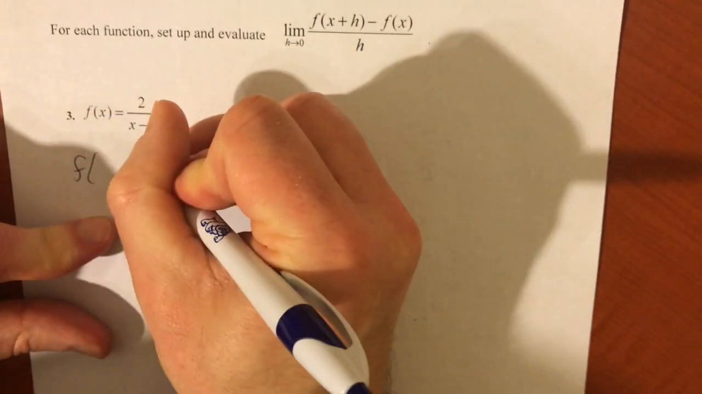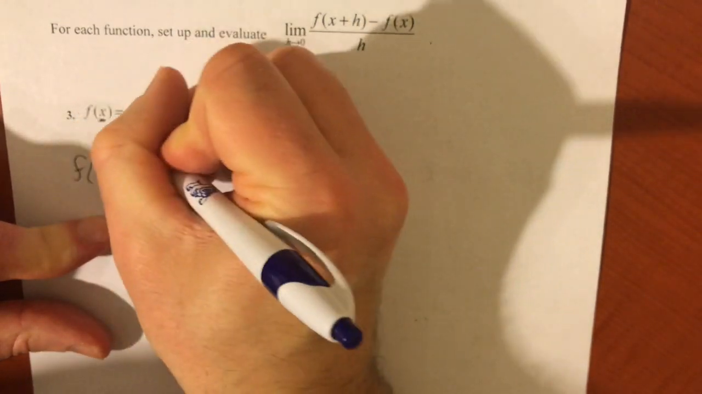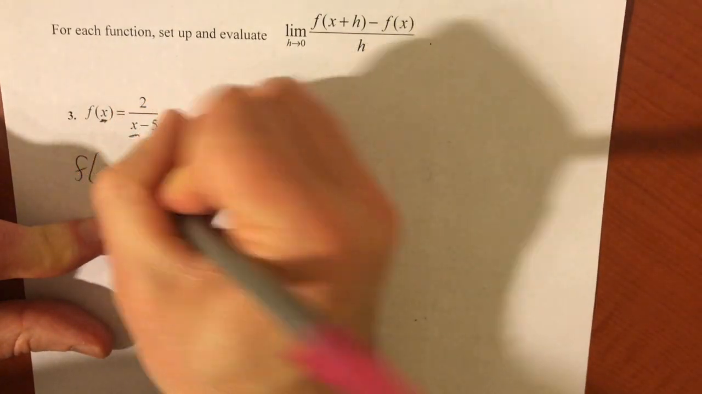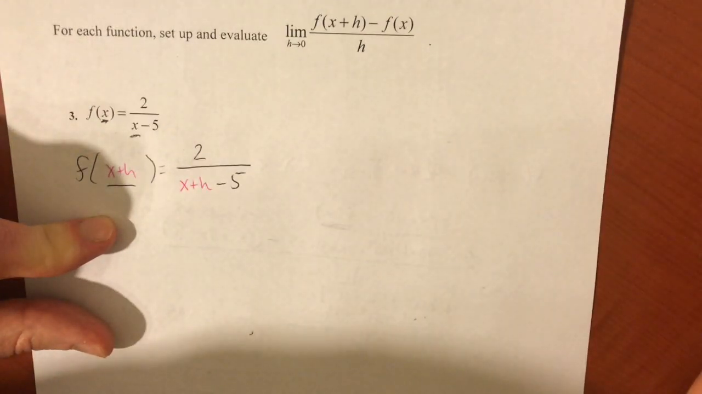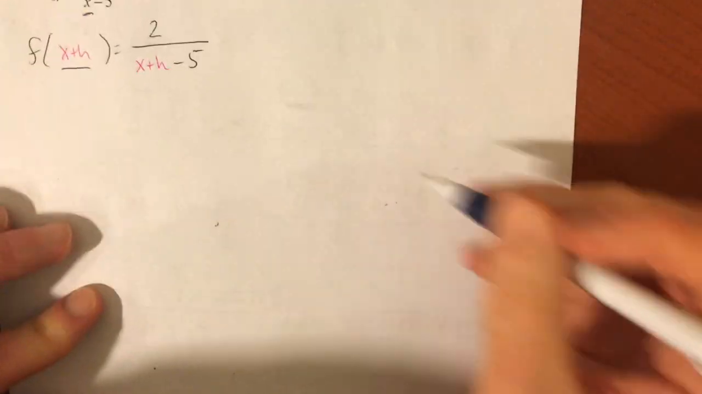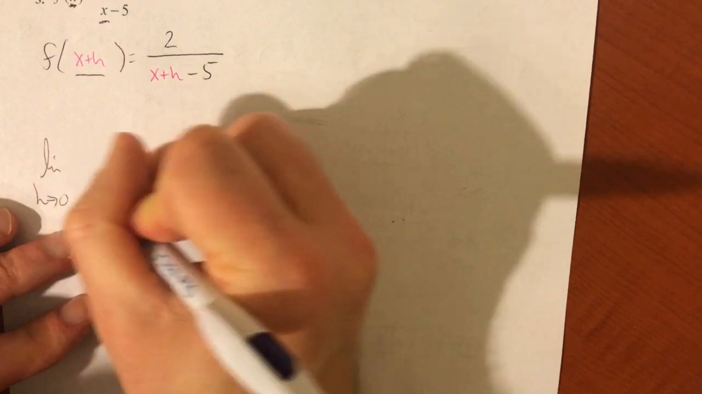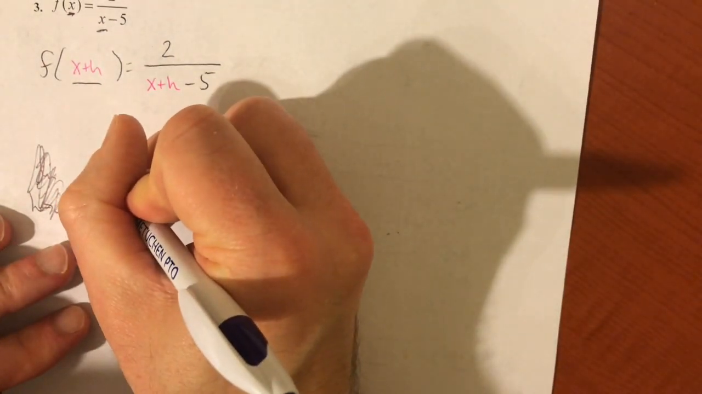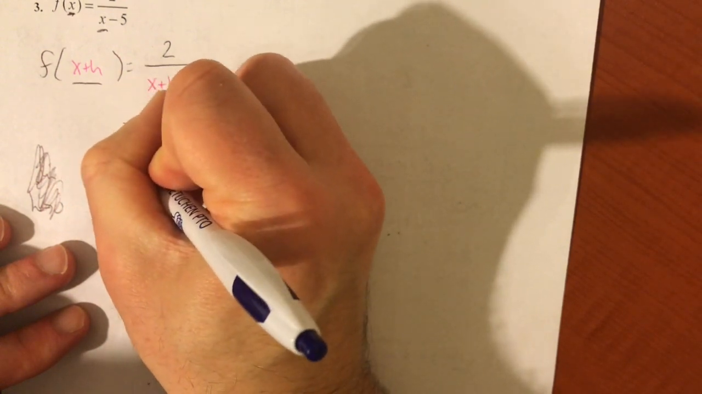So again, just don't forget, plugging x plus h into this function means you're putting it down here, 2 over x plus h minus 5. So your f of x plus h minus f of x is going to look like this. Limit as h, you know what? How about this? We won't write that every step. We'll just deal with the expression, simplify it, and then we'll take the limit at the end. So our f of x plus h is 2 over x plus h minus 5.